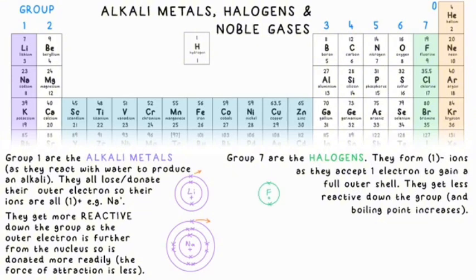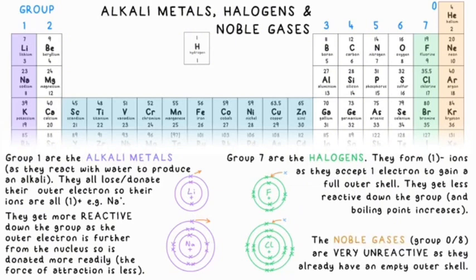Group 7 are what we call the halogens. They're essentially the opposite. They have 7 electrons in their outer shell, so they need 1 more to gain a full outer shell. The further down the group you go, the less readily an electron is accepted onto that shell that's further away from the nucleus, so they get less reactive down the group. Their boiling points also increase down the group too.